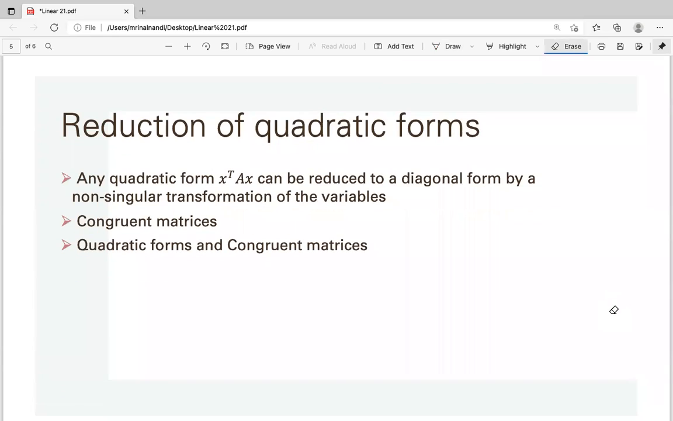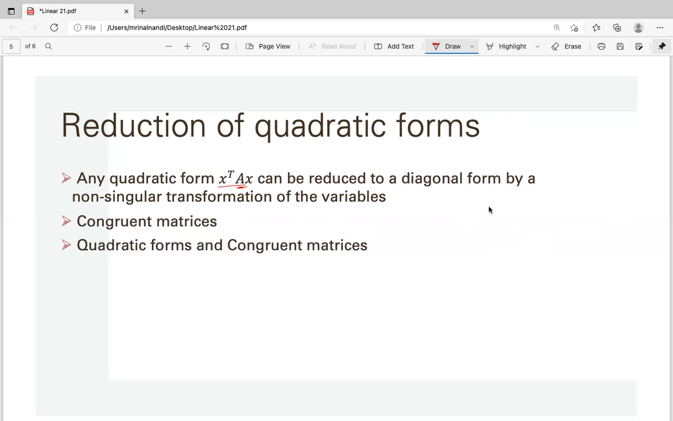So, reduction of the quadratic form. One of the most important theorems is this: any quadratic form, remember that A is symmetric, can be reduced to a diagonal form by a suitable non-singular transformation of the variables. So there is always a non-singular P such that P transpose A P is diagonal. You can always reduce this to a diagonal matrix. What is the proof?